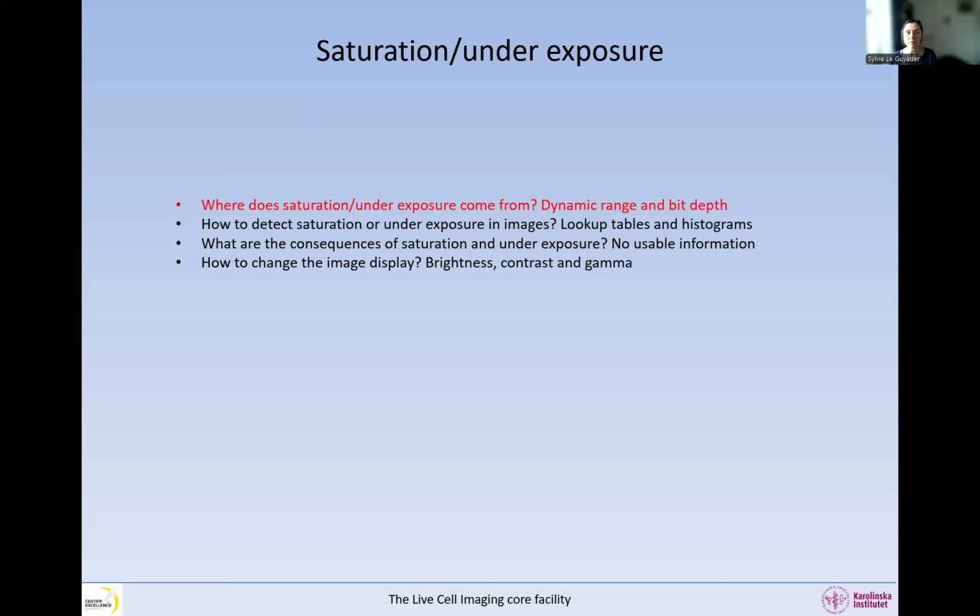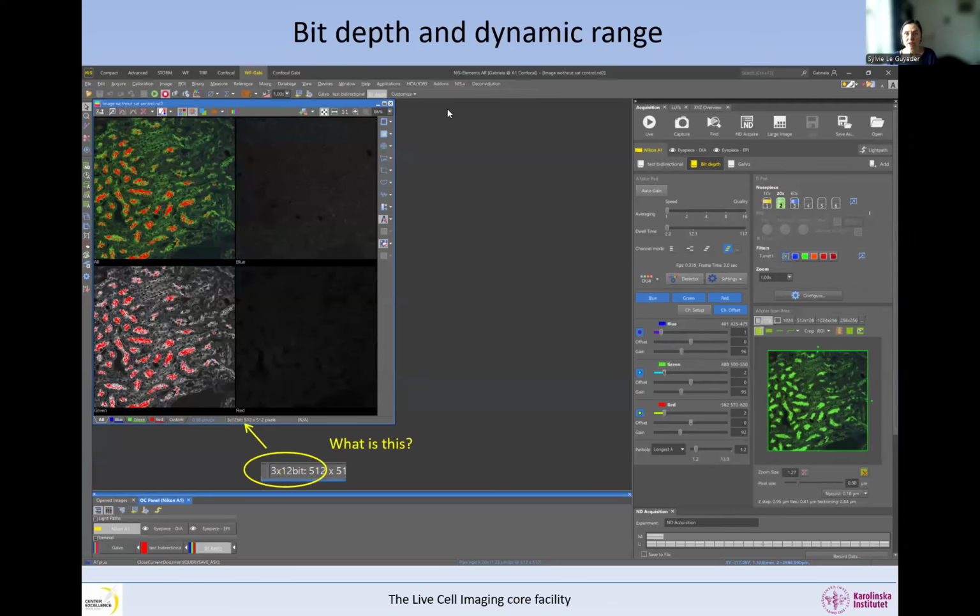So let's talk about the first point, where saturation and underexposure come from. They come from the bit depth and the dynamic range. You need to show me in your software, this is one of the assignments for this weekend, where you can see the bit depth and what the different bit depth options are. So this is the bit depth, and it says 3 times 12 bits, and it's 3 times because we have 3 images. Each of these images is acquired in 12 bits.